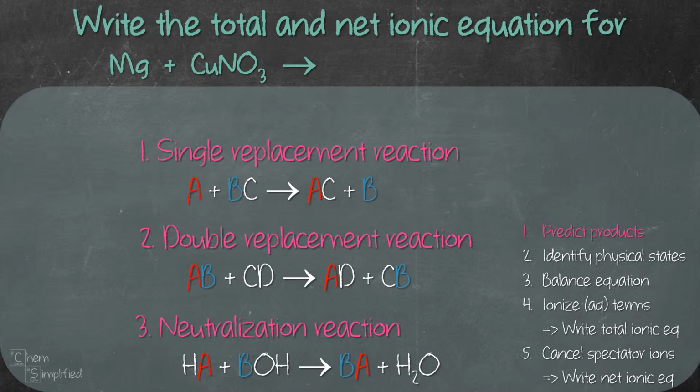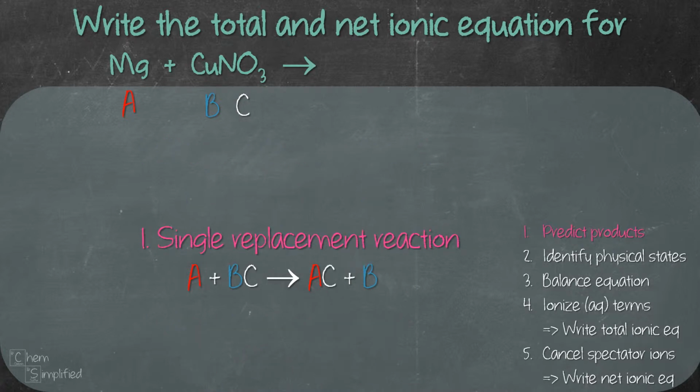So let's take a look at our question. We have Mg and CuNO3, and that looks like an A plus BC reactant. So that means we're going to work with a single replacement reaction. A is actually Mg metal, B is Cu+, and C is NO3-. If you need a refresher on how to identify the ions in an ionic compound, I'm going to link the video here.